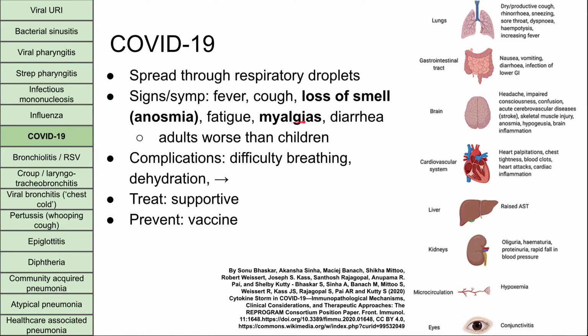The fatigue and myalgias are pretty unique to COVID and maybe flu here, and this can also cause diarrhea or some GI upset. Adults seem to get this worse than children, and it seems to scale with every age bracket. It's not just the oldest that are more affected. It seems like every age bracket does a little bit worse than the bracket below them. Complications here are difficulty breathing and dehydration, which can end up affecting all organ systems. I've listed a nice diagram of the sequelae of COVID, or some of the symptoms that you might get according to the organ system affected. The treatment is largely supportive, and we can now prevent COVID with one of a number of vaccines.